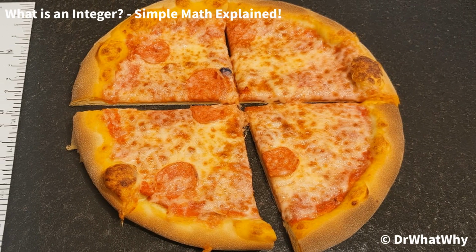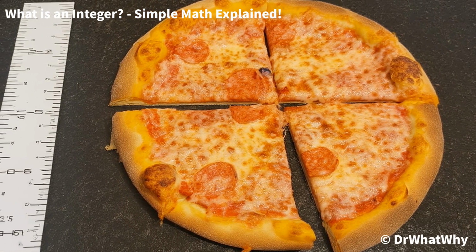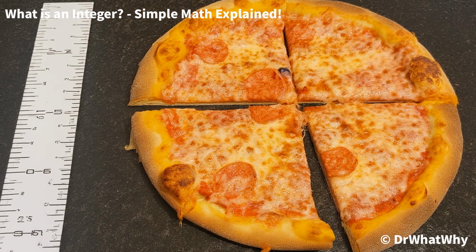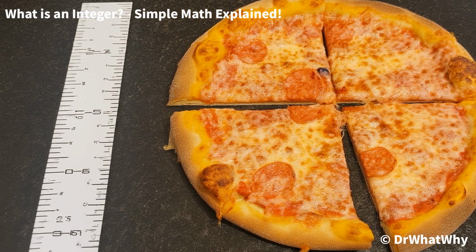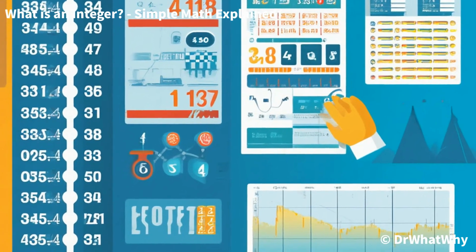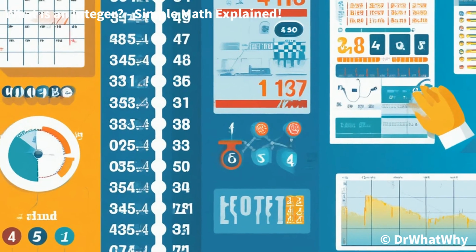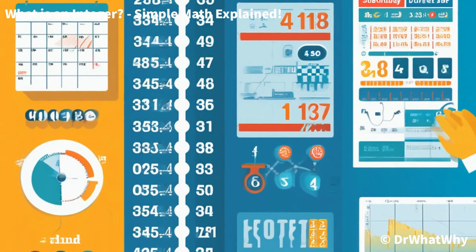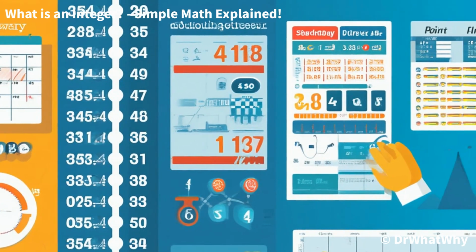What's not an integer? Well, things that aren't whole. So fractions like half a pizza or decimals like 3.75 are not integers because they represent parts of a whole, not complete units. Integers are everywhere, helping us count, measure temperature, track money, and understand positions above and below a reference point. They're a core part of how we make sense of the world numerically.